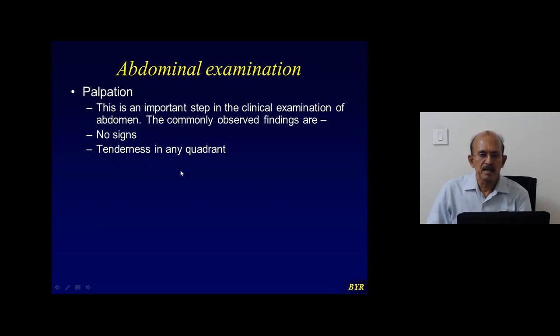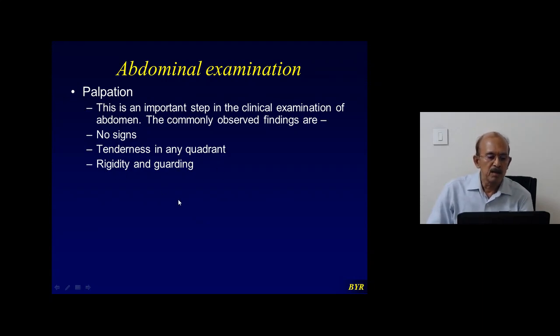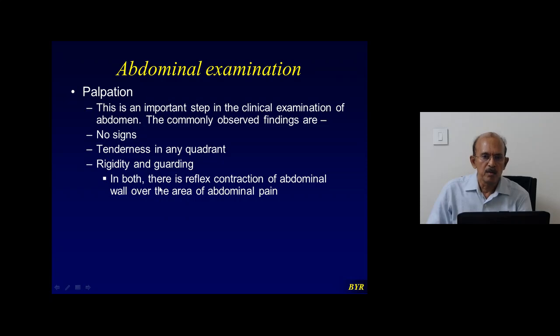Look for any tenderness in any particular quadrant. Look for rigidity and guarding. In one of the previous classes, someone was asking me about guarding and rigidity. What is rigidity and guarding? In both, there is reflex contraction of the abdominal wall over the area of abdominal pain. For example, acute appendicitis is there. When you try to examine the right iliac fossa, patient will have stiffness of the abdominal wall. Why the stiffness? Because of the reflex contraction of the abdominal wall.